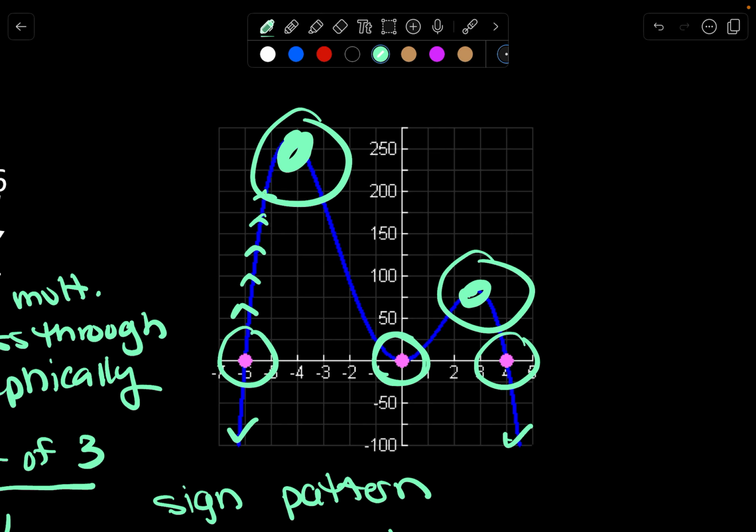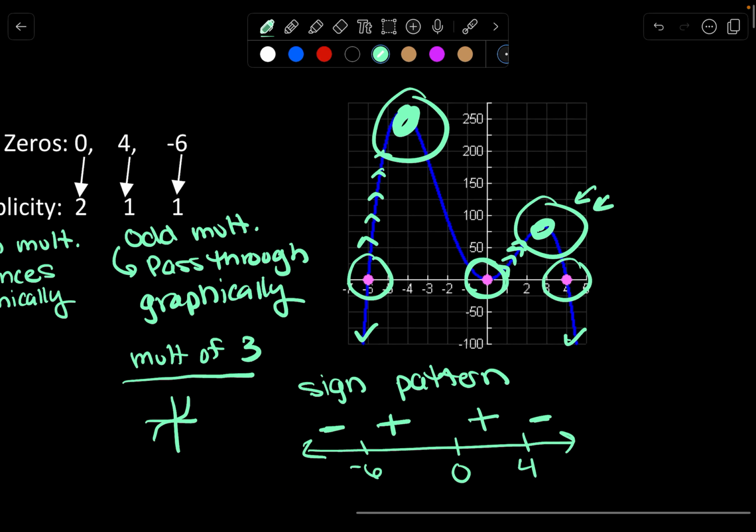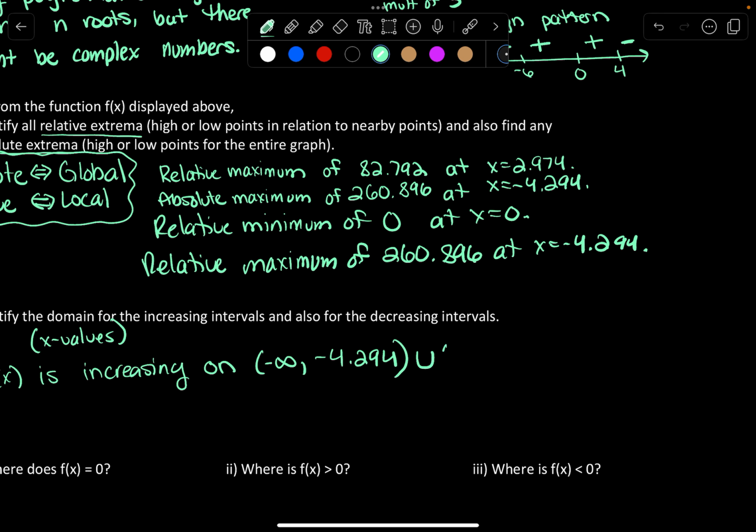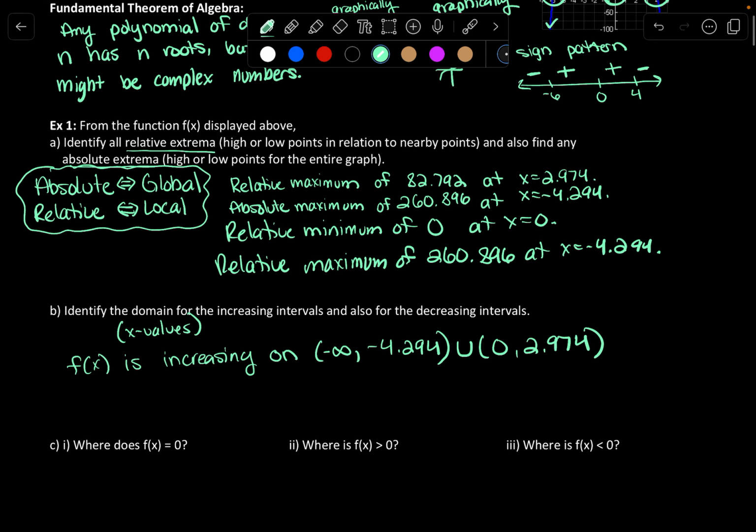And then if we look again, the interval we just did was this one. It's increasing. And if we look again, we have a second maximum, which means the function has to increase into that maximum again, which is going to be from 0, from the minimum, to the other relative extrema, which is at 2.974. So we're going to union. It'll be from 0 to 2.974. So the function is always increasing into a maximum. So find your relative maximum and then see where it's increasing from. It'll either be from negative infinity or from a minimum.